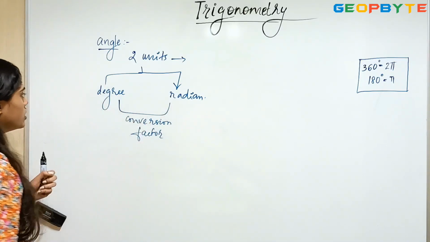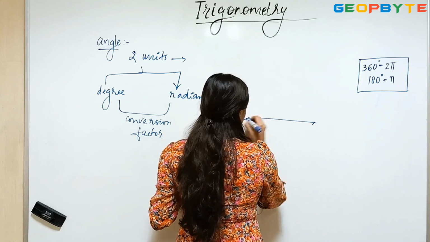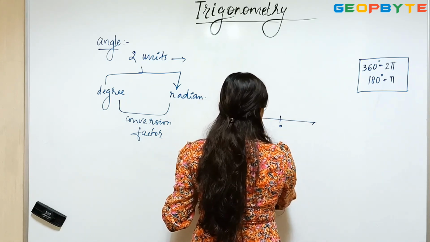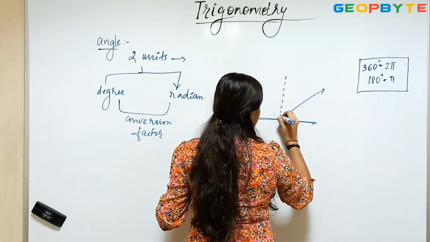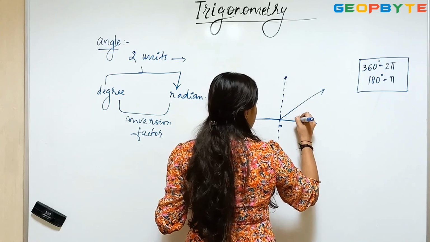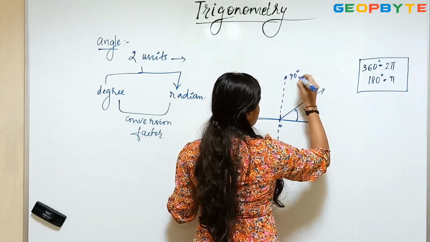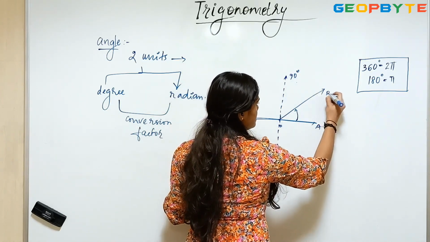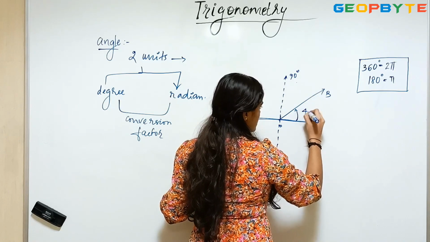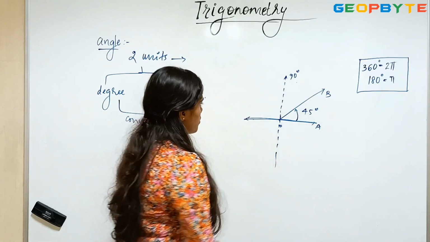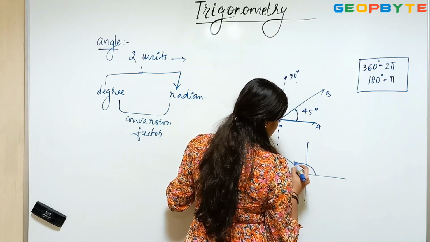Conversion factor between these. Before that, I'll ask you something. If this is my line, what is this angle? Somewhat it is in between 0 degrees and 90 degrees. This is 0 degrees and this is 90. So it may be somewhere around 45 degrees. Now tell me, what will be the angle like this if my arrow is pointing this way?